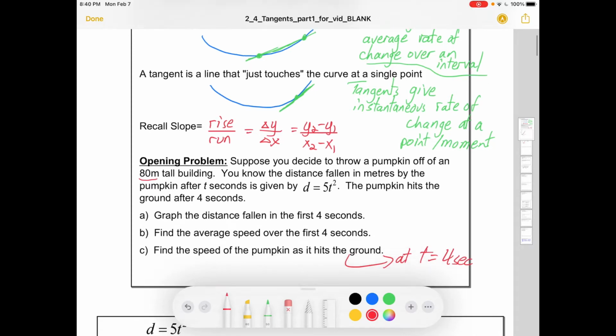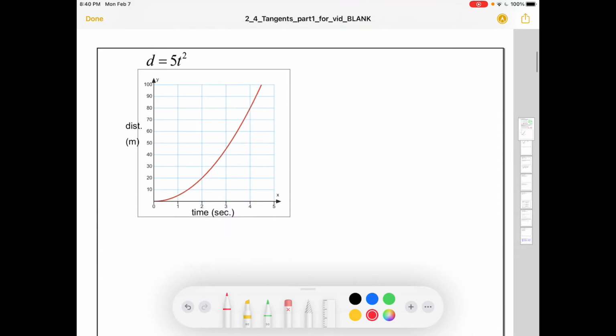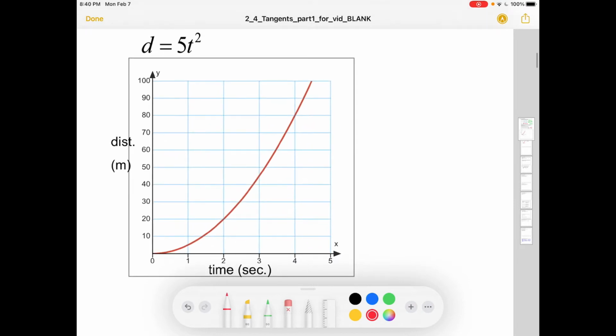So let's think about this graph. I actually had the computer produce the graph. Here it is. It's a parabola, not surprisingly. Right at 4 seconds, it's fallen 80 meters. So actually the rest of this graph doesn't make any sense. It's not like the pumpkin drills down into the earth faster and faster.